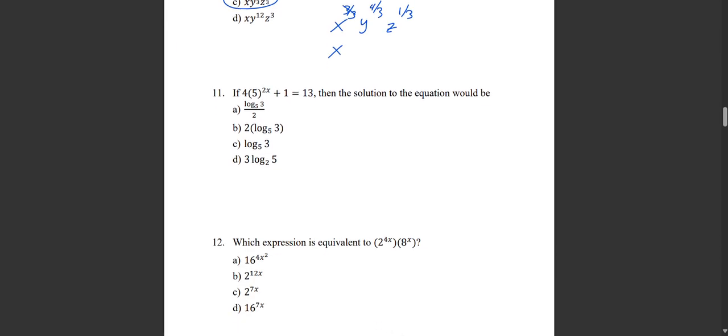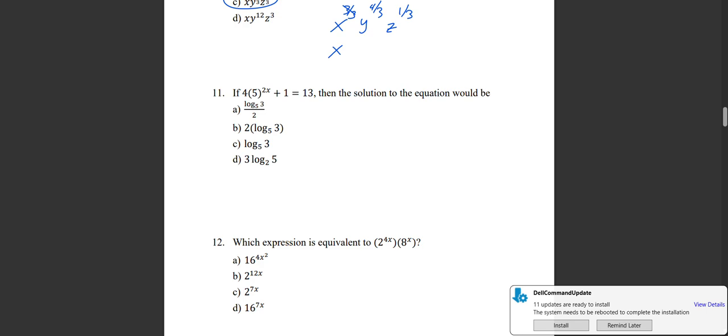Number 11, if 4 times 5 to the 2x plus 1 equals 13, then the solution to the equation would be what? So we are going to work with our inverse operations, and we are eventually going to take a logarithm here. So let's see. Let's pretend for a moment that this was 4 times something plus 1 equals 13, right? Because I need the base of the exponent to be by itself before I do any nonsense.